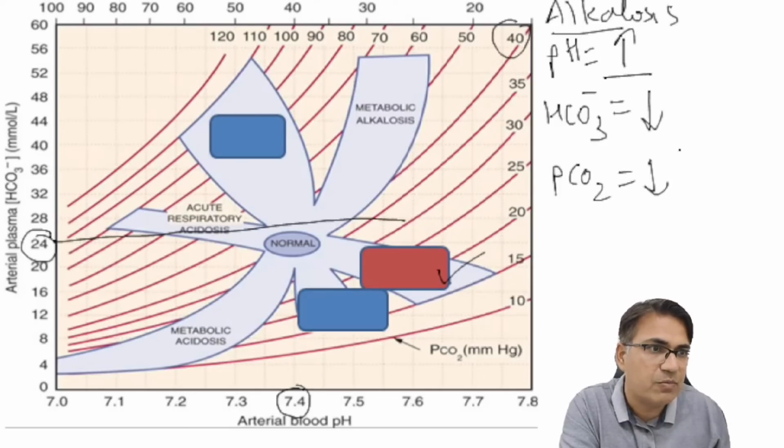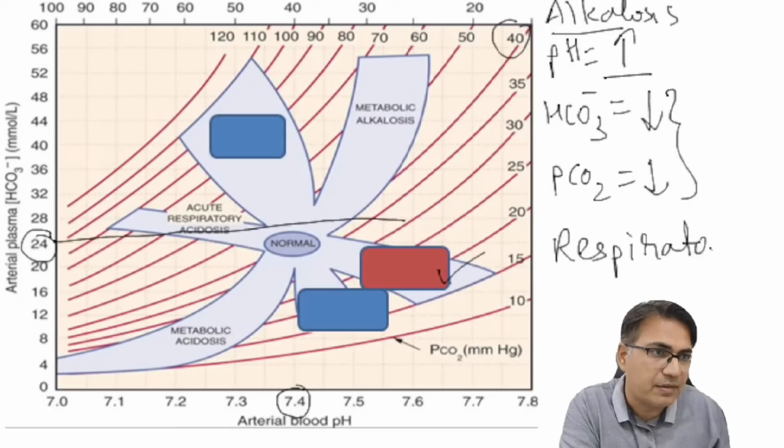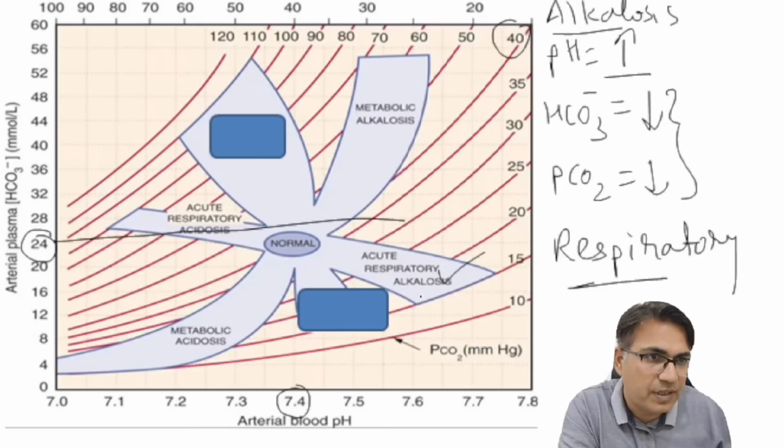Okay, so pH is more, but bicarbonate and PCO2 are reversed, so it is respiratory. Very easy to understand. This box is respiratory alkalosis. So here you can see that respiratory alkalosis, right?